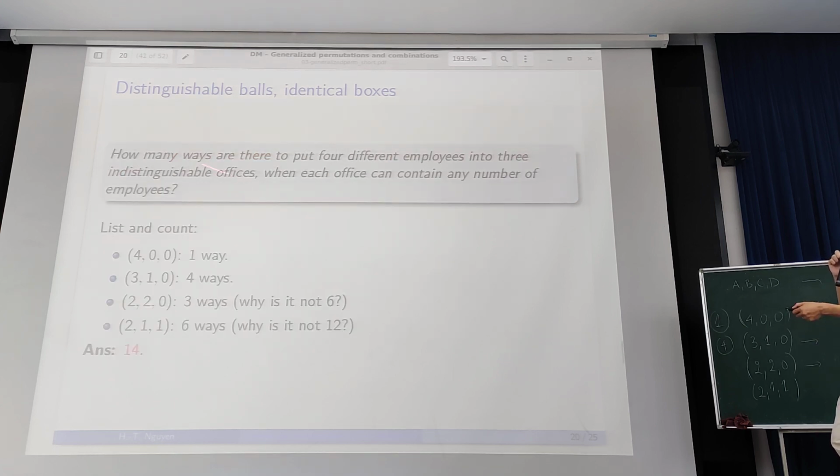So this is an example. If we use the language of balls and boxes, then here we have identical boxes, so here we have identical offices. The offices play the role of the boxes, and the employees, since they are different, play the role of the balls.